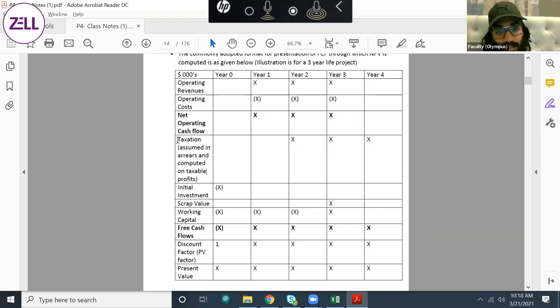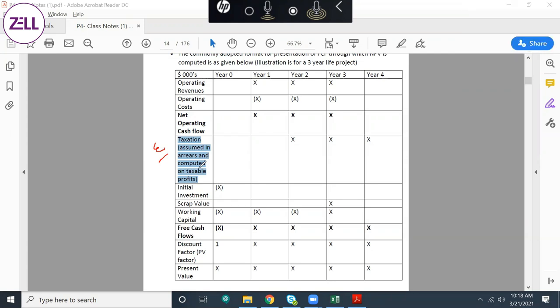Then comes my tax. Guys, next to tax, can you please write working one? Whenever you do a main report, you always give a reference to the working, right? Yes or no? Right? So just next to tax, write working one. I'll tell you why: because tax requires a separate working. Then comes your initial investment. Then is your scrap. Why do you think I've put the scrap in year three over here?